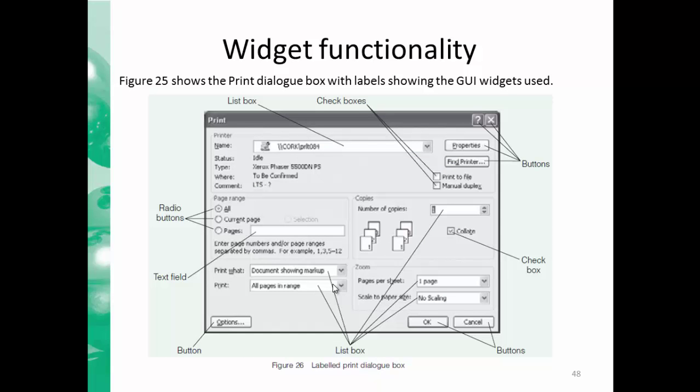In this slide, a dialog box is displayed with many widgets and components. We can see radio buttons, text fields, buttons, list boxes, checkboxes, and more components. This is a very good example that can be referred to learn more about the most commonly used and famous graphical user interface widgets.